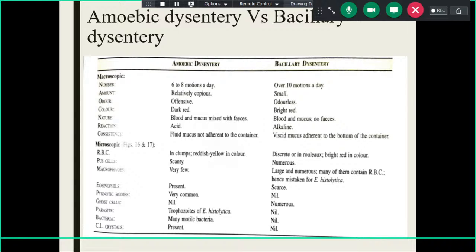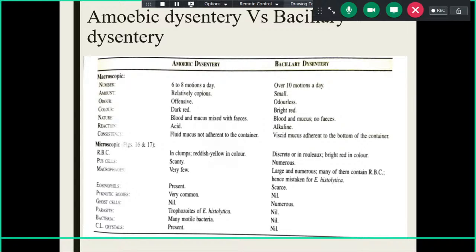Nature: in amoebic, blood and mucus are mixed with feces, whereas in bacillary there is very little feces; the frequency is so much that the blood and mucus are found more. Reaction: amoebic dysentery is more acidic, whereas bacillary is alkaline. Consistency: fluid mucus not adherent to the container in amoebic, viscid mucus adherent to the bottom of the container in bacillary.